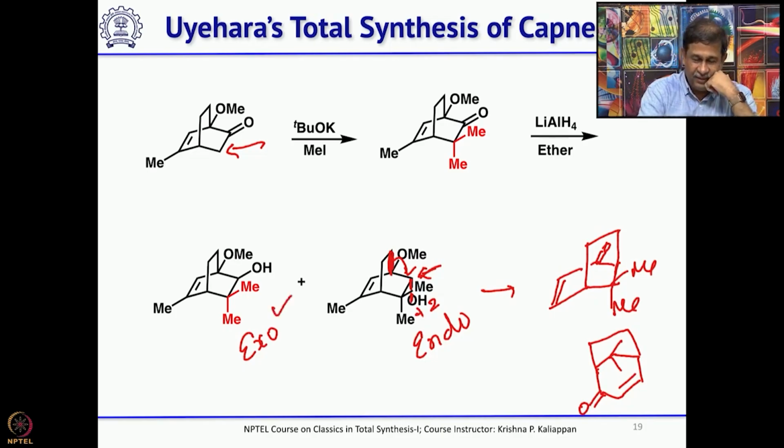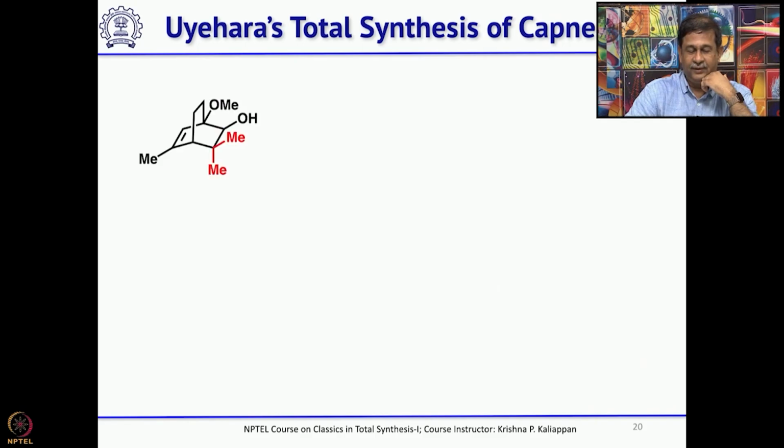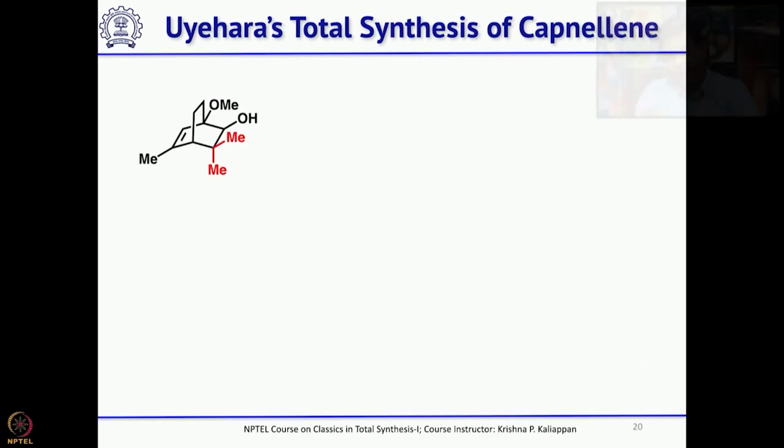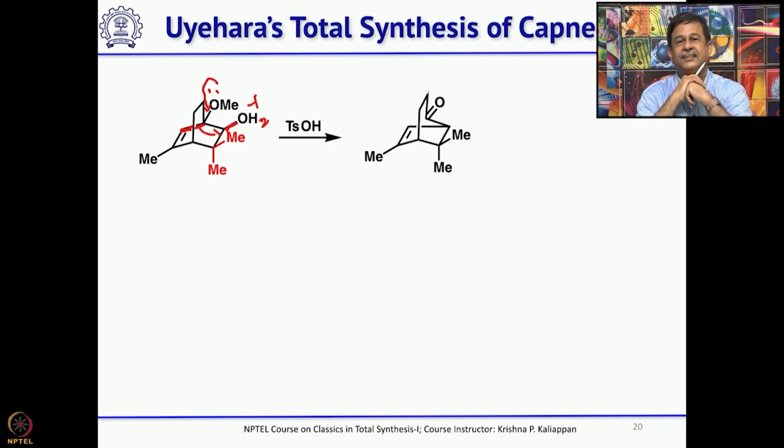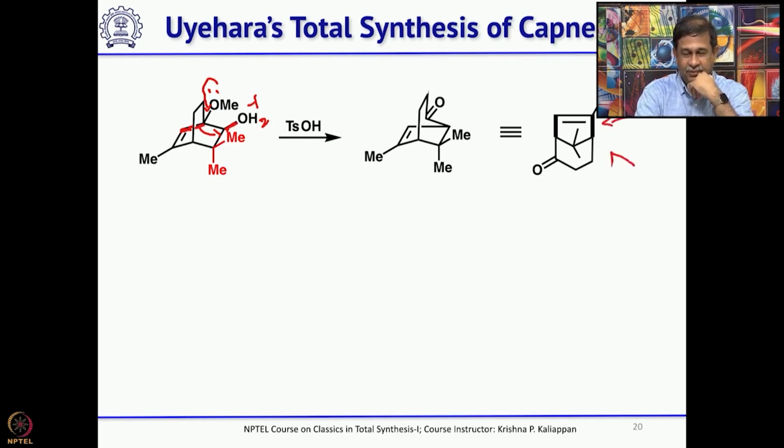So if you do the same thing with the exo alcohol, now which bond is anti to that? So this is the bond and this bond is anti to this. So that will migrate if you treat with acid, and this will migrate. So that will give you this bicyclic ketone, and this can be redrawn like this. It is a 5-member ring here and a 6-member ring here.